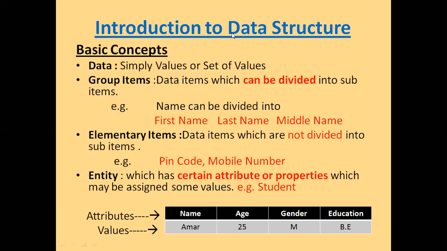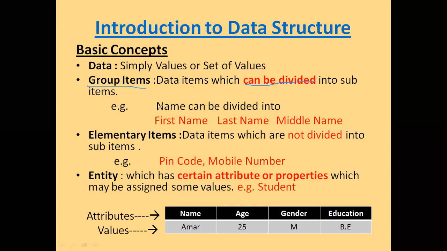Next is group items. Group items, basically when we are collecting data, we have to see that data is going to store in one place, in one unit or in one area, or we need multiple arrays to store data. So group items where the data can be divided into sub items. We have many that type of attributes, we can say, where we can divide our data.